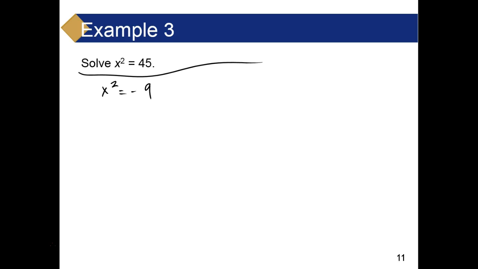What do you think? Depends on where you're living, right? If you're living in the real number system, what's your answer? Okay. All right. Would either 3 or negative 3 work? If x is equal to 3 squared, what do you get? 9. Positive. What if x is equal to negative 3 squared? 9. So neither one of those are answers to this. So in the real number system, there is no answer. So for us right now, no solution.